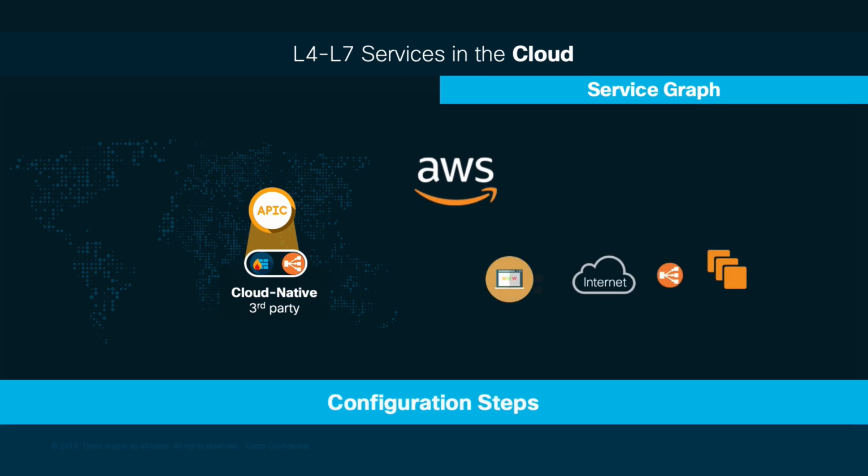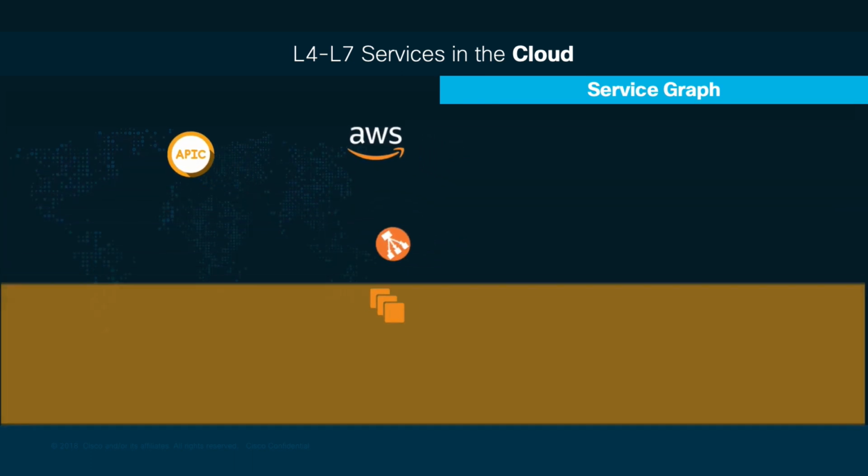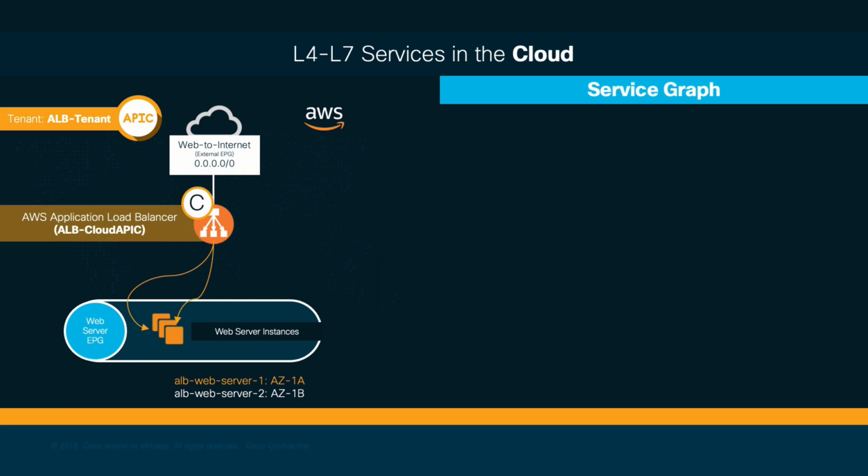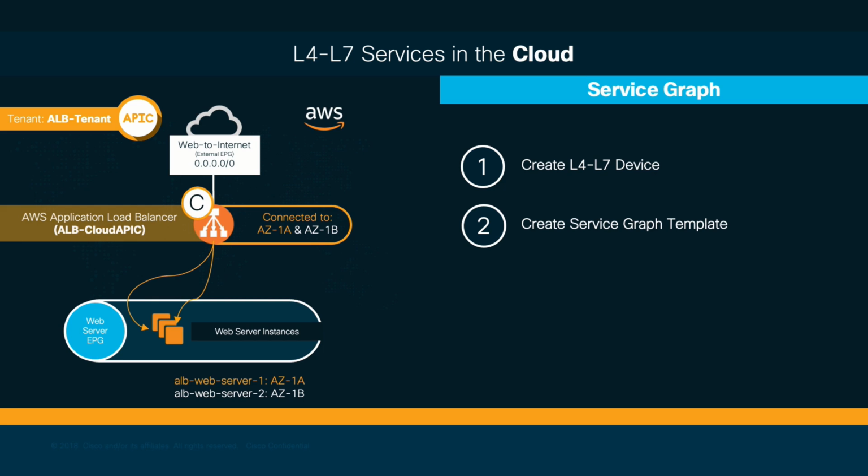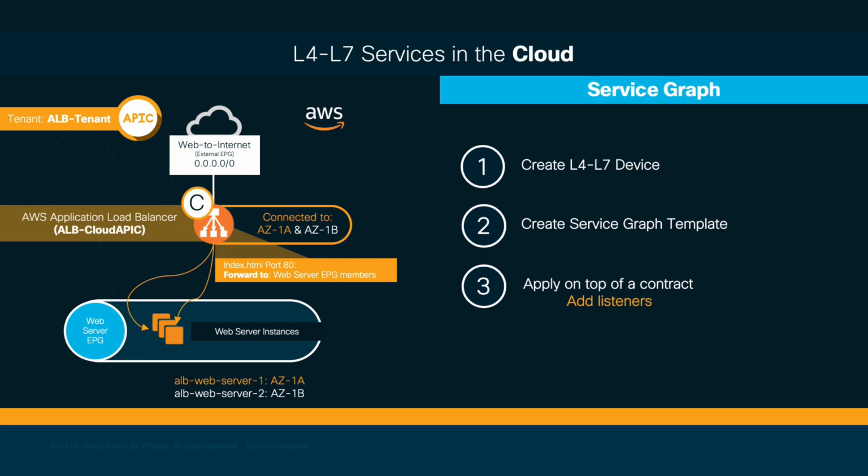Let's begin deploying our ALB on AWS. On the screen, you may see a small diagram with the names utilized along the configuration. First, we will create our Layer 4, Layer 7 device named ALB-Cloud-APIC. Next, we are going to create a service graph template, and there is where we are going to embed our ALB device. To finalize, we add a contract in between the external and application EPGs. With this element, we are allowing port 80 to reach the application and it to answer back to the consumer. Also, adding the listeners allows the ALB to understand what has to be done with the request.